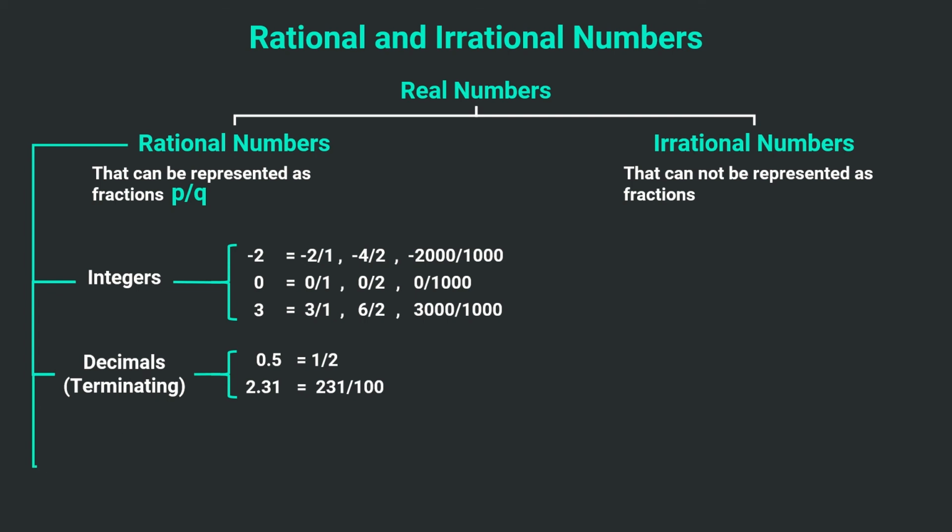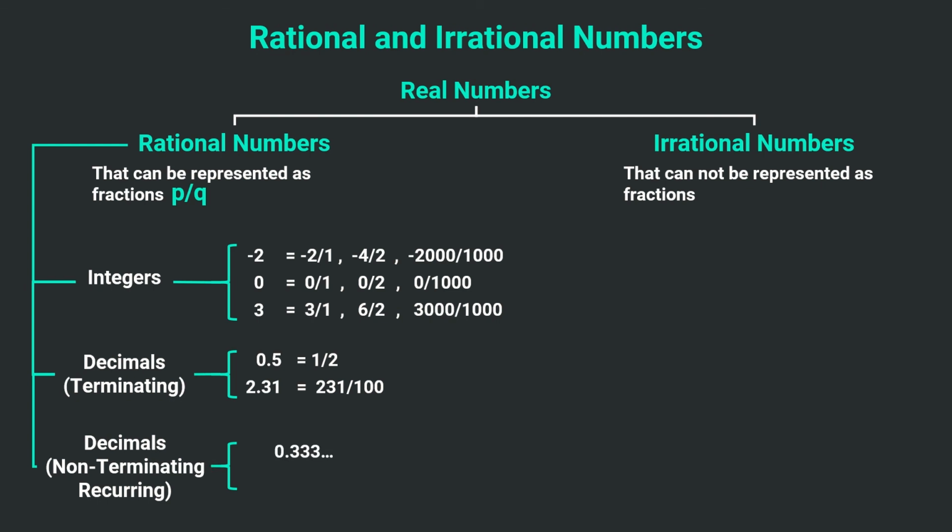Now let's talk about another type of decimals which are non-terminating but recurring decimals. What are non-terminating and recurring decimals? Those decimals for which digits do not terminate after the decimal point, but a certain set of digits keeps repeating itself. For example, 0.333.